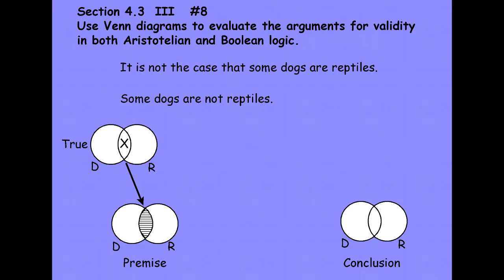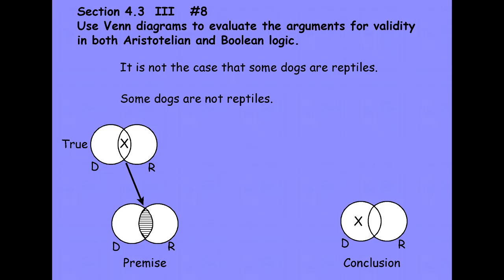There's at least one thing here. It's a particular statement. That thing is a dog. It is not a reptile. This is a particular negative statement. There's at least one thing. It's in the dog circle. It is not in the reptile circle. So we're going to need an X in D and only D on that far side of our Venn diagram here. And that's what it would take to make our conclusion true.